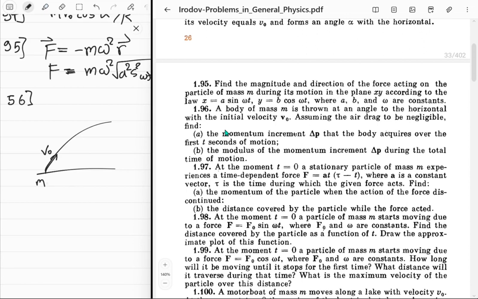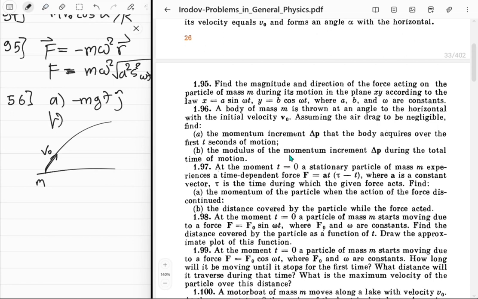Find the momentum increment that the body acquires over the first t seconds of the motion. I mean, there's only gravity acting on it. And the modulus of the momentum increment delta p during the total time of the motion. For that you will need the time of flight. Part a is no big deal, it's just gravity acting on it. That's why the momentum change will be mgt in the downward direction, which I'll write as negative j hat.